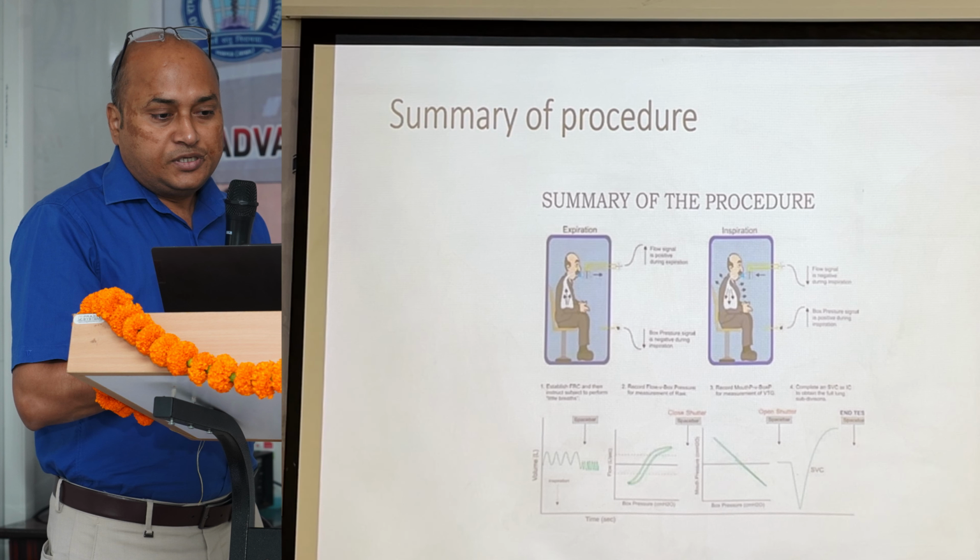The summary of the procedure: the patient sits in a chamber, and we breathe in and out against the open airway. This measures specific airway resistance and airway resistance. Once the shutter is closed, that measures the loop, and these loops give an idea about thoracic gas volume. And these are the different tracings of the thoracic gas volume and airway resistance.